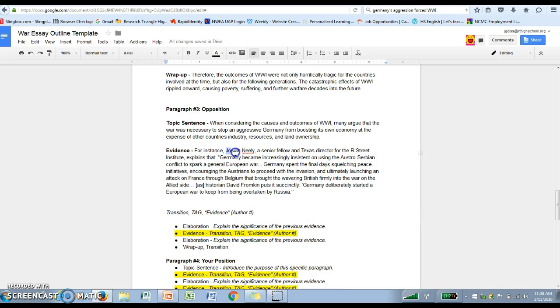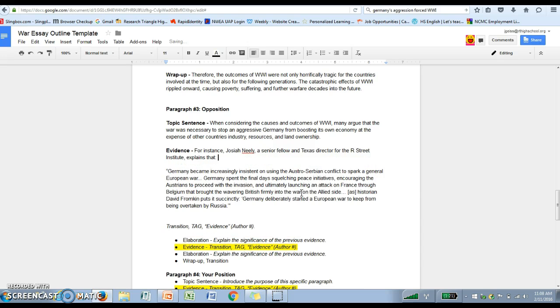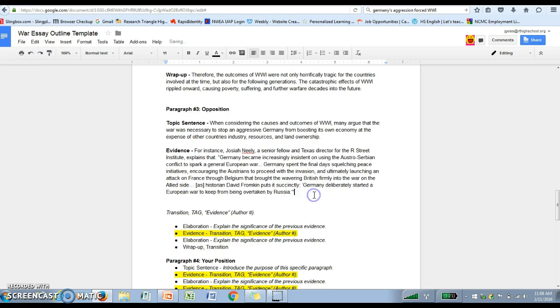I said the author's name right here, Josiah Neely. If I didn't say his name there, then yes, I would need an in-text citation that says Neely, and I would move my period to the outside. But since I have it in my tag phrase when I provide the context for my quote, I do not need an in-text citation. So you either put the author's name here or you put it at the end, but you do not need to do both.